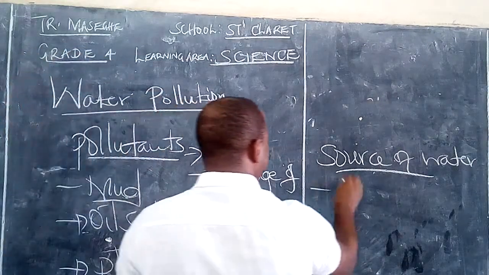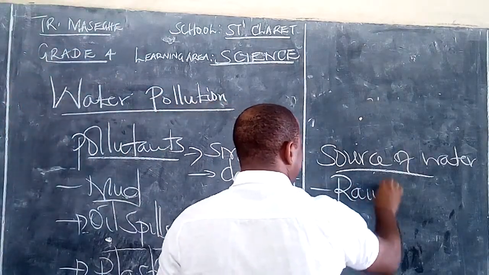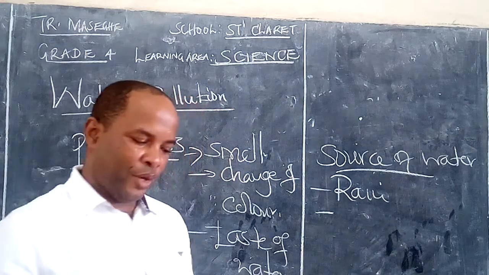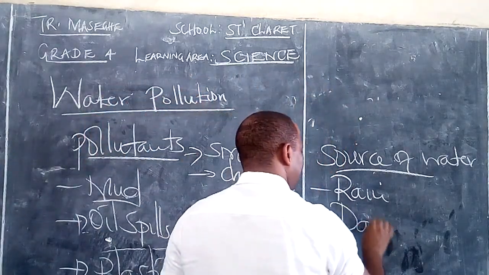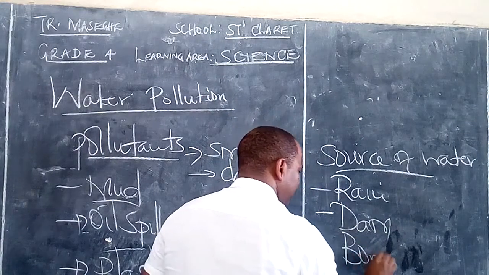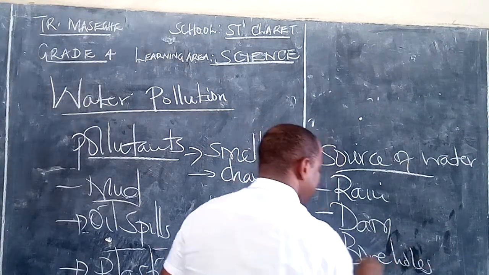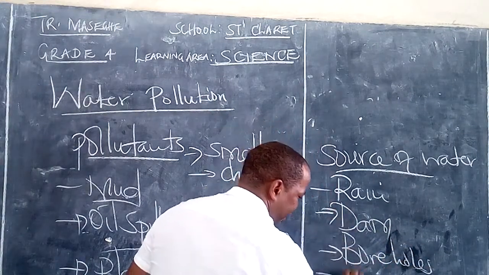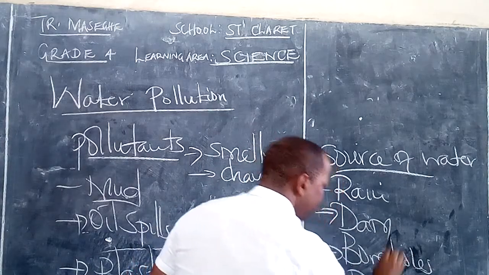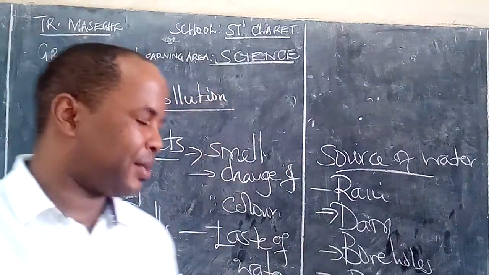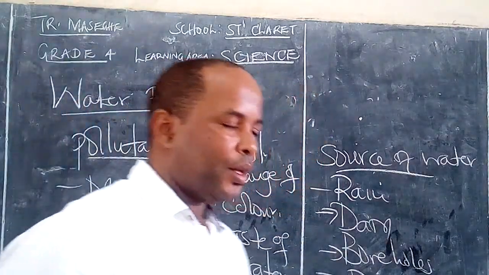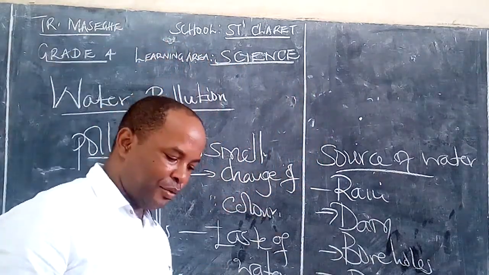Well, the main one might be rain. The main source of water is rain. Secondly, we can also have the borehole or boreholes. We have rivers and so forth and so forth. You can name as many as you want. Now, these are the sources of water.